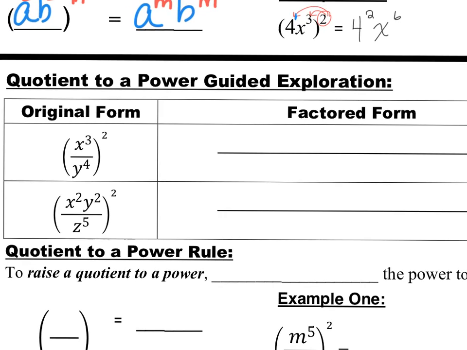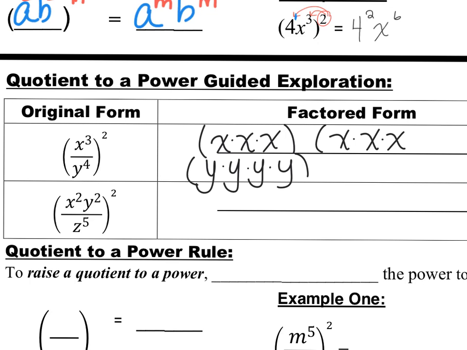Alright, third thing we're going to look at is the quotient to a power. So here in the quotient to a power, first we have x cubed. X cubed broken down would be x times x times x, and then y to the 4th. Y times y times y times y. So since I see I have an exponent of 2, I'm going to write this 2 times. So that's in factored form.